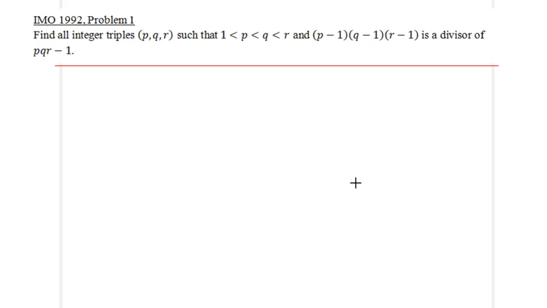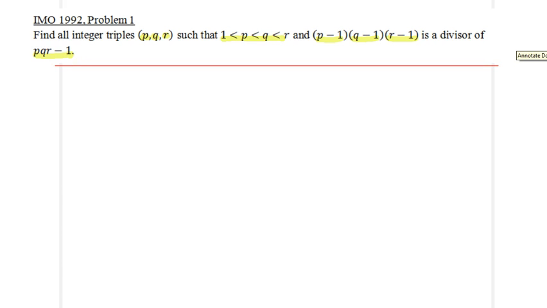Hello everyone, in this lecture we will be going over an IMO 1992 problem. It's actually problem number 1. Here's a view of this problem. Find all integers p, q, r ordered in the following way such that (p minus 1)(q minus 1)(r minus 1) is in fact a divisor of pqr minus 1.